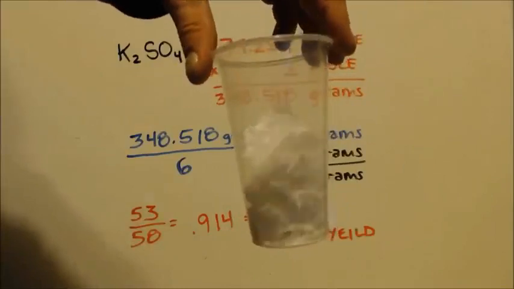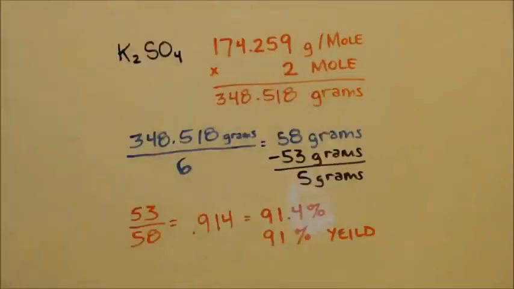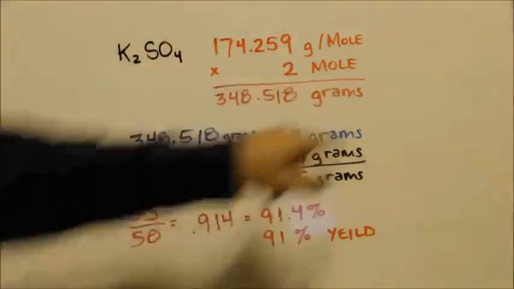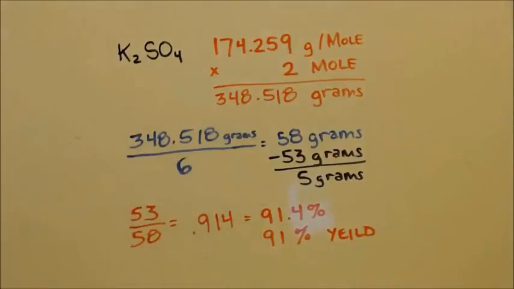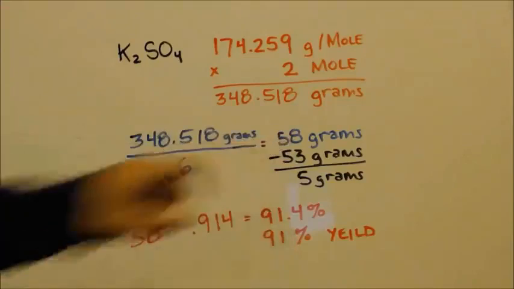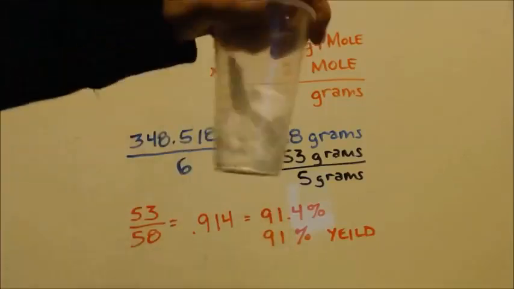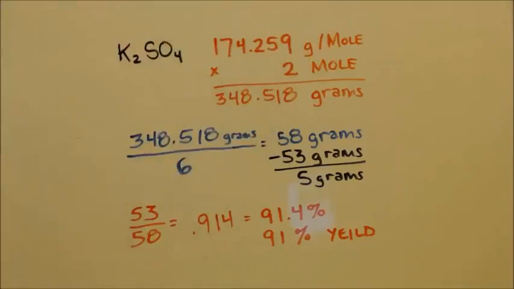Alright, here's the potassium sulfate I got. It's nice and white. Potassium sulfate is 174 grams per mole. According to the equation, we should have got 2 moles, so I doubled it. Got 348. Now, if you recall, we divided everything by 6 so that we would have lower amounts to use for the experiment. So I divided this by 6. I get 58 grams. That means I should have 58 grams here. I have 53. So that's 5 short of what I should have. If I divide 53 by 58, it's 91%. So I got a 91% yield on my potassium sulfate.